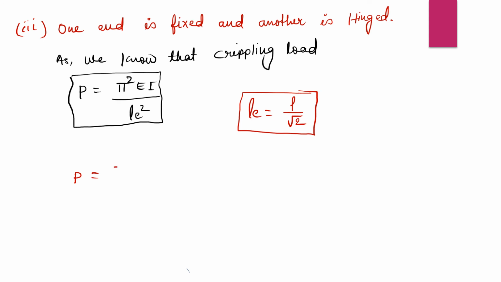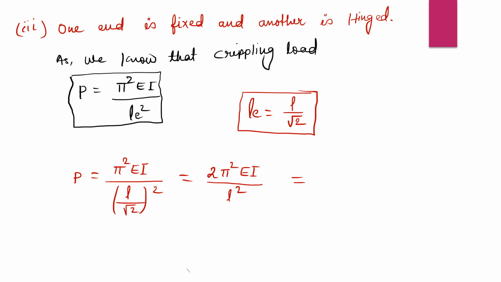So now our new formula will become P is equal to pi square EI divided by, instead of LE what we have to write? L divided by root 2, square. So what will it become? 2 pi square EI divided by L square.